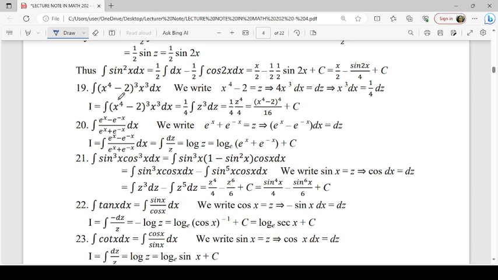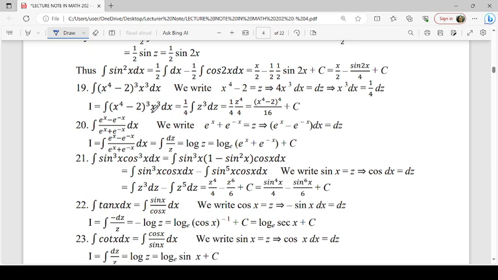Here you see the integration of x to the power 4 minus 2 whole cube into x cube. We substitute this. This is an algebraic function, and we know the derivative of x to the power 4 will come in terms of x cube. It is 4x cube. So if we substitute x to the power 4 minus 2 as z, then dz by dx will be 4x cube, or 4x cube dx is dz. So x cube dx is 1 by 4 dz.